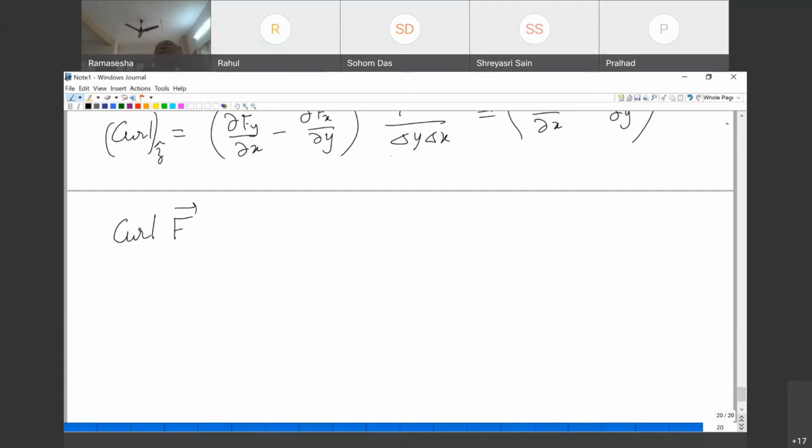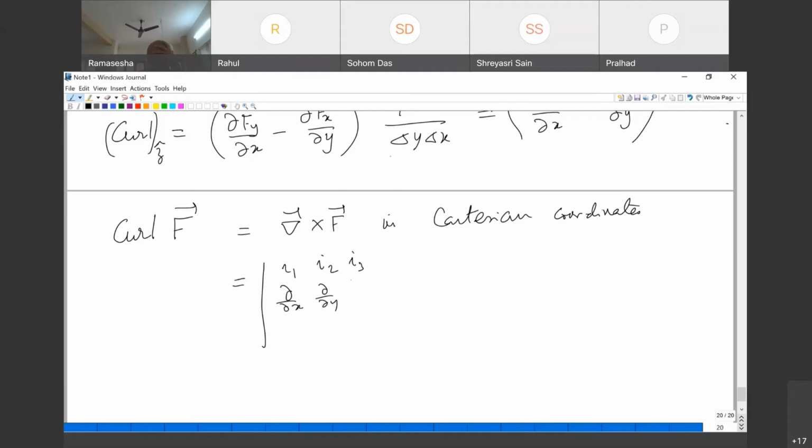Okay, so we can represent curl f as del cross f in Cartesian coordinates. So this becomes the determinant with i, j, k, del by del x, del by del y, del by del z, then I have fx, fy, fz. Okay. Any questions?